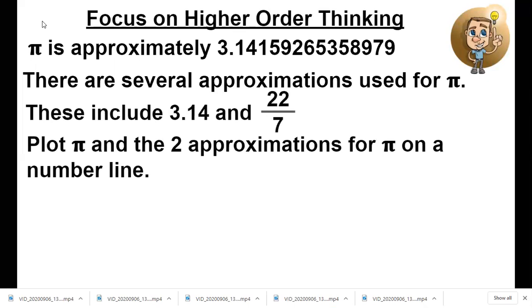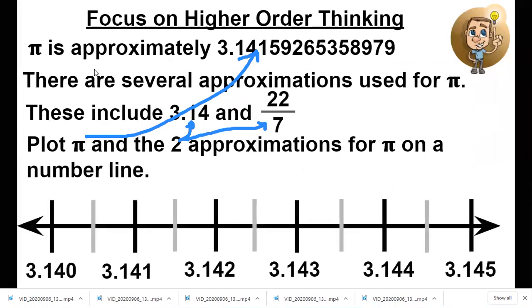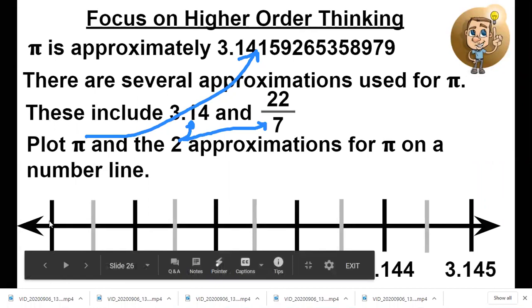So we're going to plot pi and the two approximations for pi on a number line. So we're going to use the pi number up here for pi, this one here. And then our two approximations are this one and this one. We're going to plot those three on a number line. So there's our number line, and notice how I adjusted my number line to fit what I needed. 3.14 is the lowest number I need. And then at the other end, 3.145 is as far as I need to go to the right.